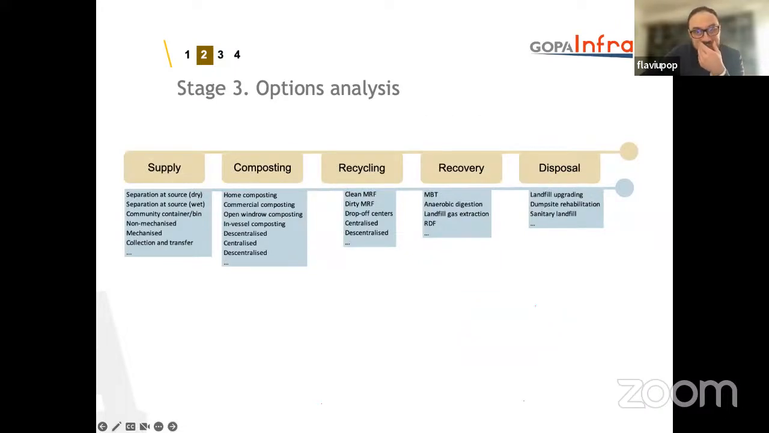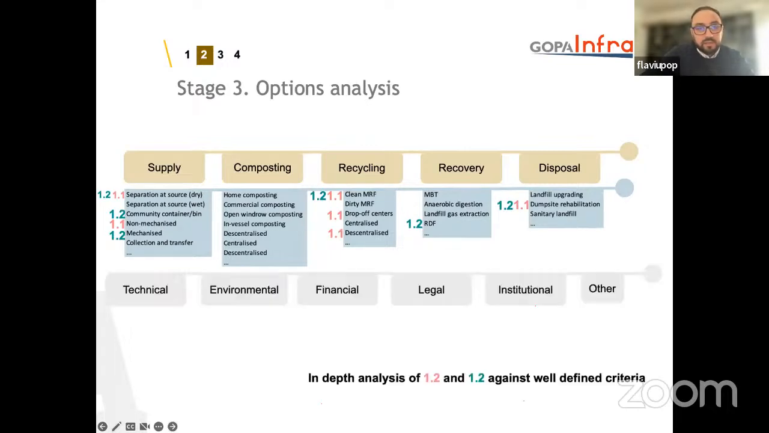Again, we have an example here based on a list of potential interventions. So after shortlisting, we can define which interventions from each stage can form a project, an option. Yeah, so here we have, for example, 2 options, 1-1 and then 1-2. After we define our options, the next step is to evaluate them, and we do it through a multi-criteria assessment.